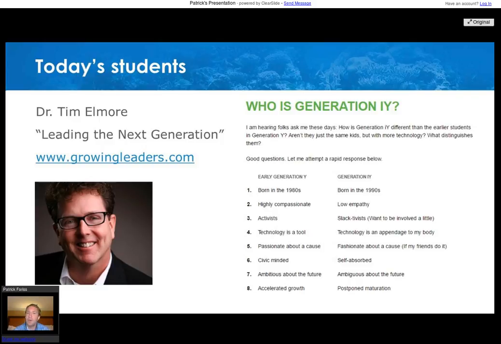So if you look at Generation iY, as Dr. Elmore has discovered, these are students that are born maybe in the 1990s. They have low empathy. He has labeled them slacktivists sometimes. Some of them want to be involved just a little. Technology is a part of who they are. They use technology. They've grown up with it. You may think of some of your students, some of your classes, and you may see some of these things.